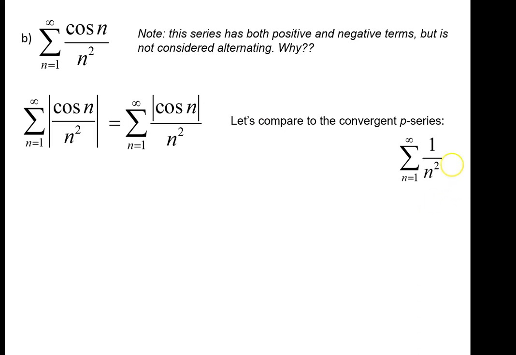So what I want you to think about, first of all, is what does 1 over n squared do? 2 is your p value, so that would converge, right, using the p series test. So the absolute value of cosine of n over n squared is always less than or equal to 1 over n squared. Why is that true? What do you know about your cosine and your sine values? They're always between -1 and 1. They're always in that range. So the absolute value of this numerator is always going to be less than or equal to 1.